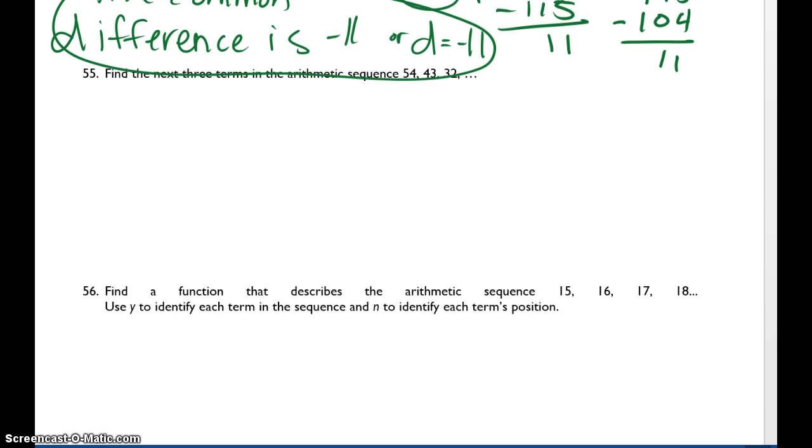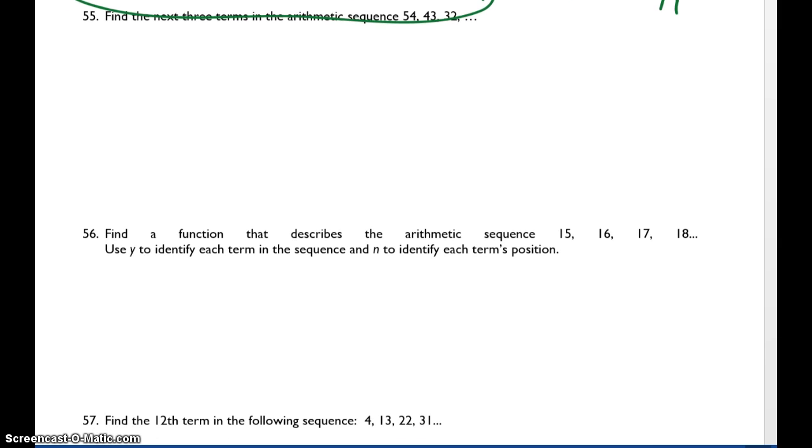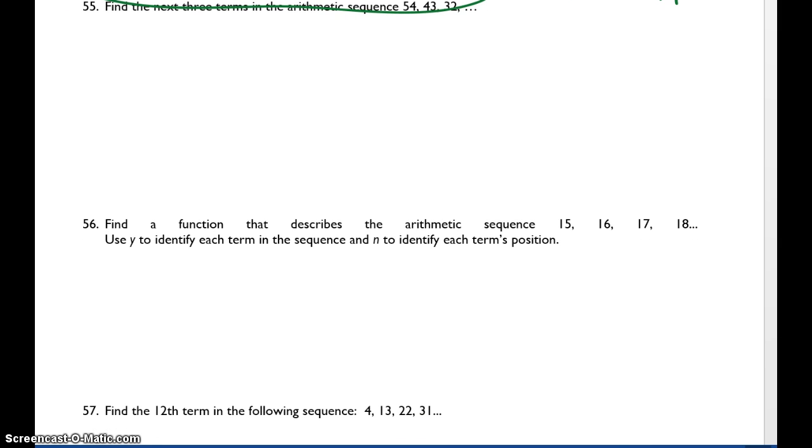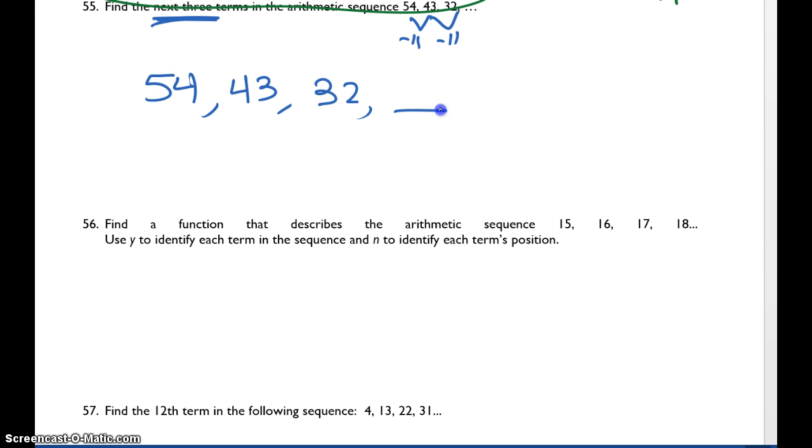Now, on 55, it says find the next 3 terms in the arithmetic sequence 54, 43, 32. So again, first I have to find the common difference here. To get from 54 to 43, I'm subtracting 11. 43 to 32, subtracting 11. So I have 54, 43, 32, and it says find the next 3. So I'm going to put just 3 little blank marks here so I can fill in that for us.